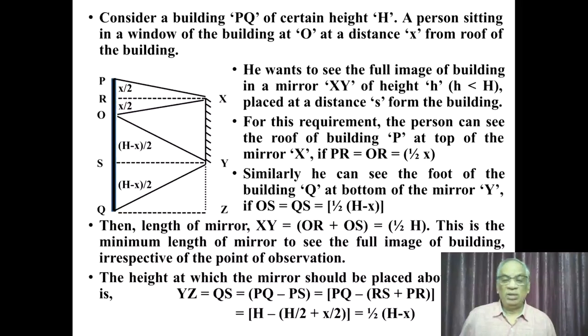This is equal to QS, the opposite side equal distance in the building is QS. That QS is equal to PQ minus PS. That is PQ minus RS plus PR. That is equal to H minus half H plus half X. That is equal to half H minus X. So the height at which the mirror should be placed above the ground is half of H minus X. H is the building height, X is the distance from the roof of the building to the observing position.